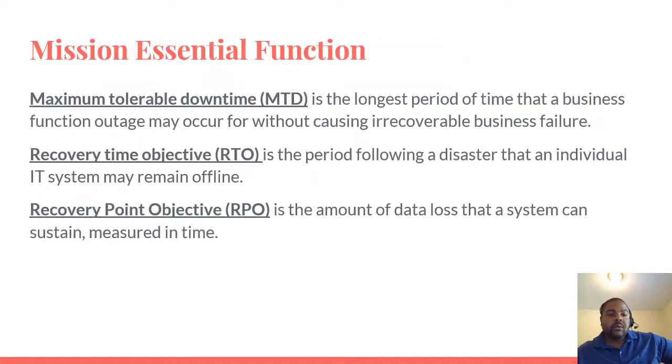So once you figure out what's critical to the business, what functions can you not live without for a certain amount of time before the company is actually in a disaster recovery type of mode, you need to go into the mission essential functions. That's knowing the maximum tolerable downtime, the recovery time objective, and then the recovery point objective.